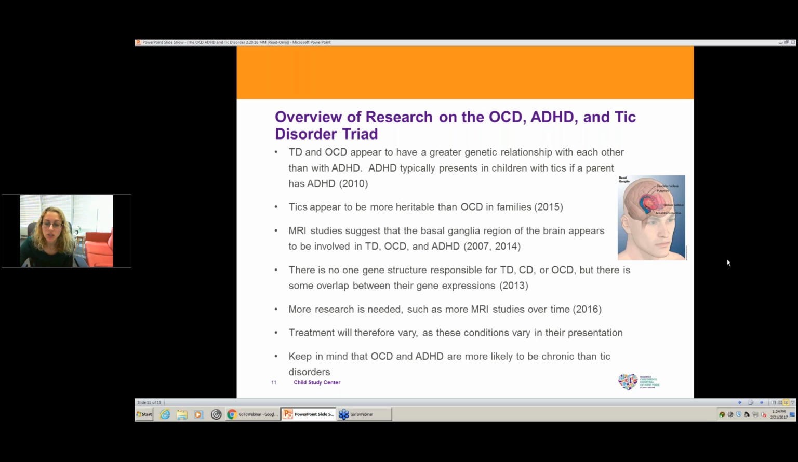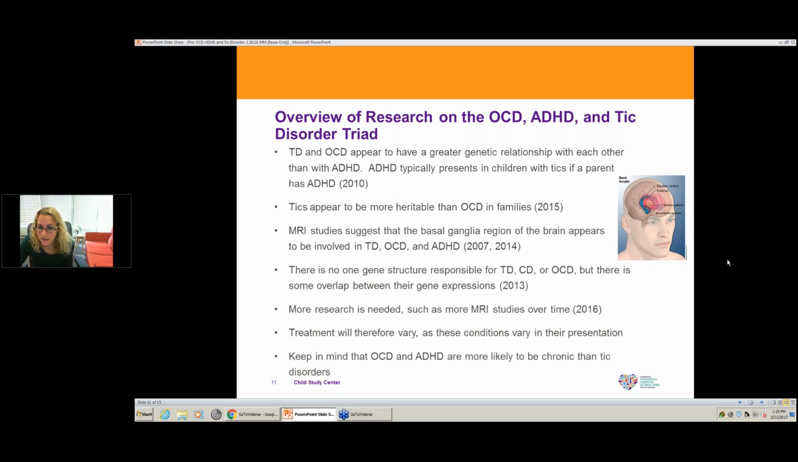As far as looking at the gene structures, like many conditions, there is no one gene structure that is purely responsible for Tourette's disorder, for chronic tic disorders, or for obsessive-compulsive disorders. There are many different types that we've seen that are related to them. However, we are so far finding some overlap between the genetic expressions of all of these conditions. The research is still early and there's so much more to do, but that's where we are at this time.